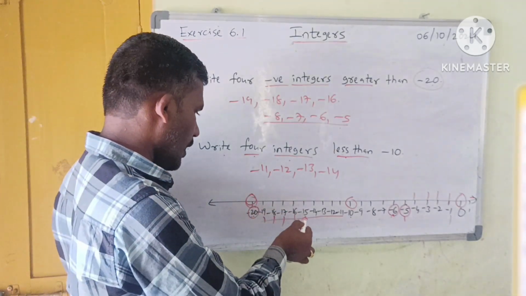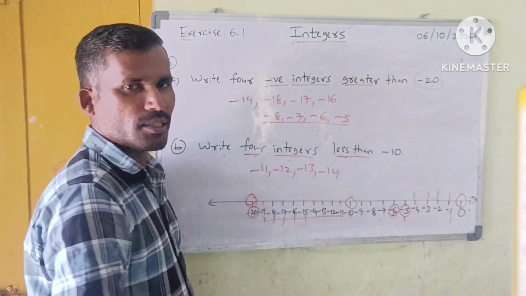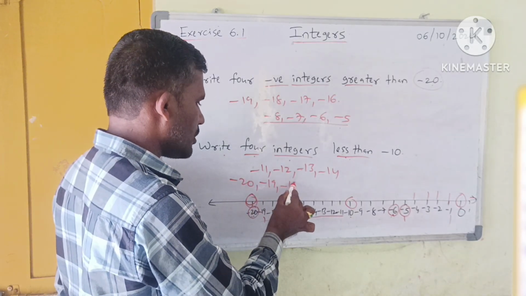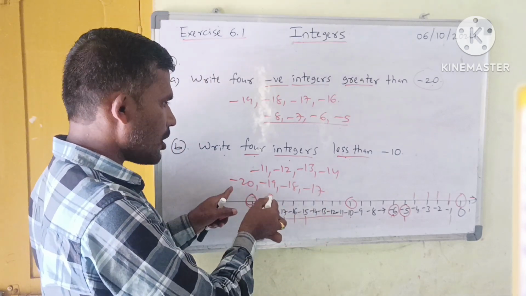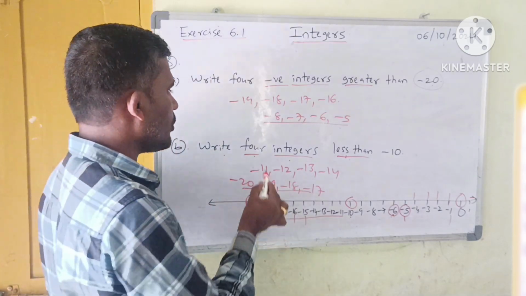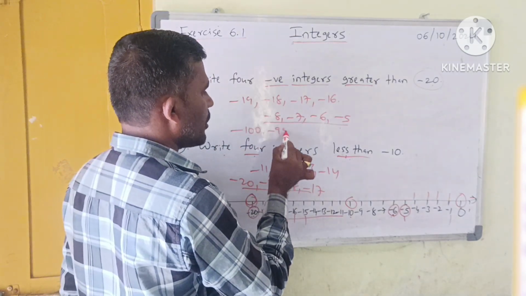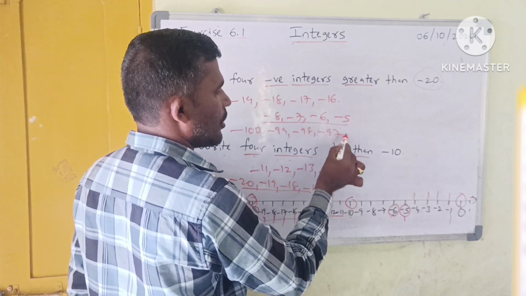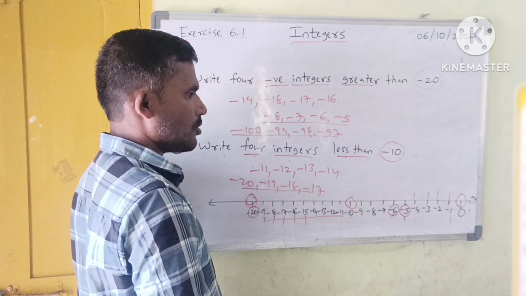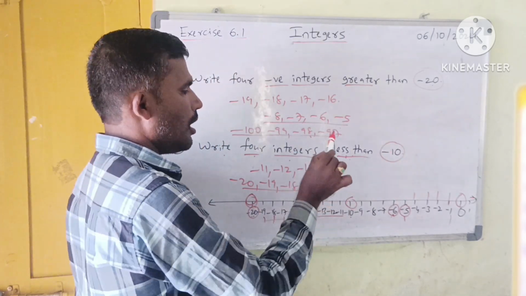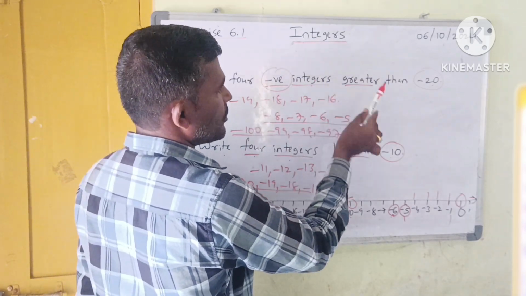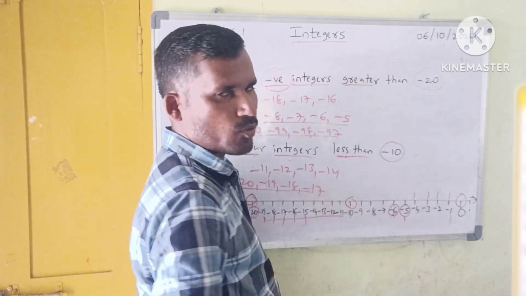And not only these, every such number is also less than minus 10. That is minus 20, minus 19, minus 18, minus 17. These are also 4 integers less than minus 10. And if you want to take minus 100, minus 99, minus 98, minus 97, these numbers are also definitely less than minus 10. So any 4 numbers you take must be less than minus 10.